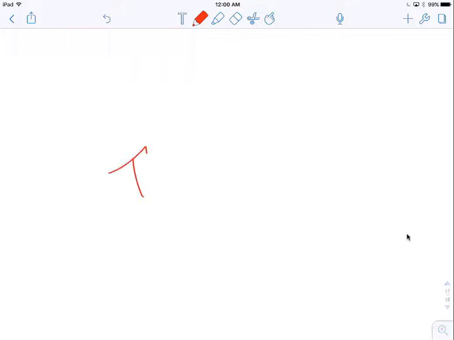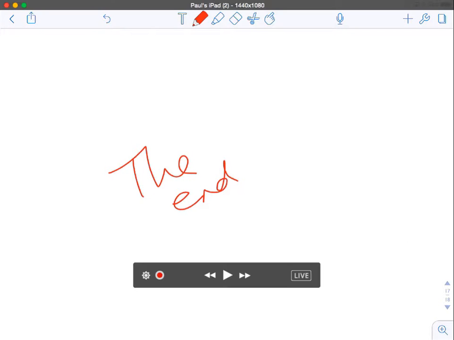Okay, so that's it for passive transport. And we're going to move on in our next screencast to active transport. So get psyched for that.